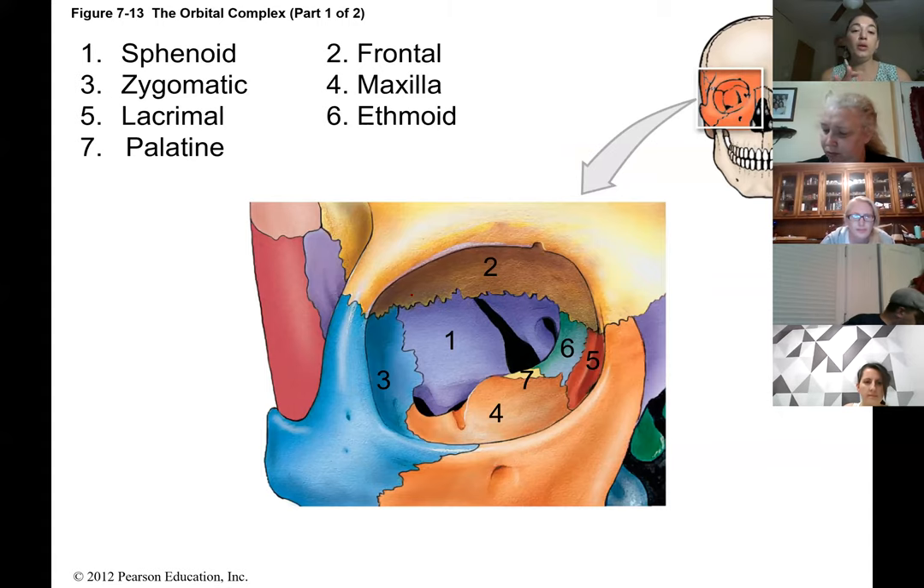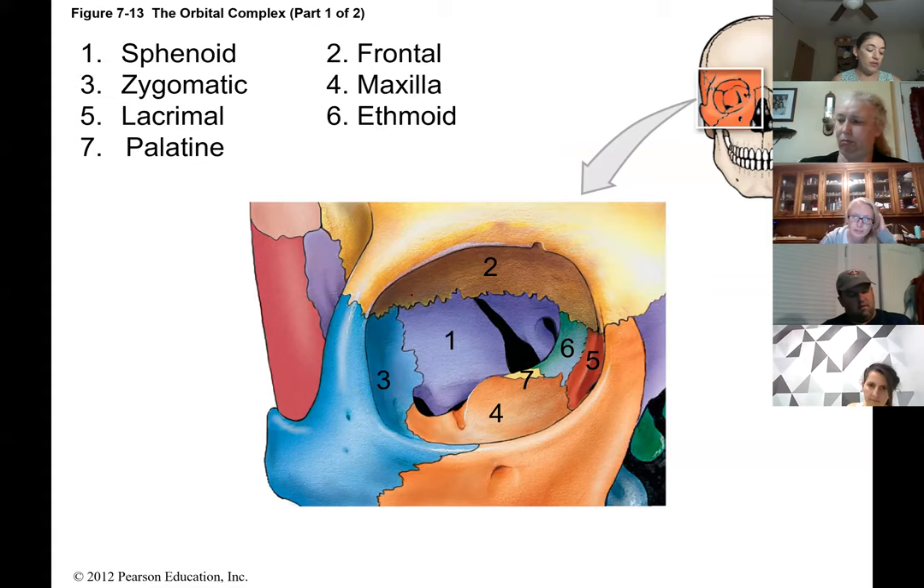Now we're looking into the eye a little more closely. Let's see if I can give you a good page in your textbook to look at as well.